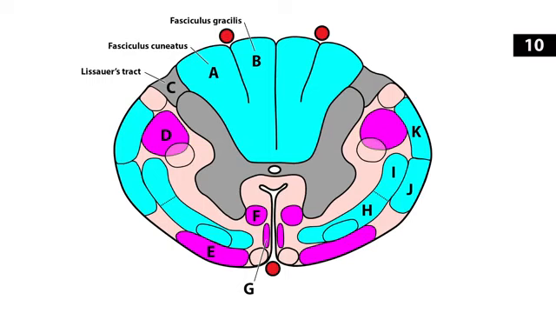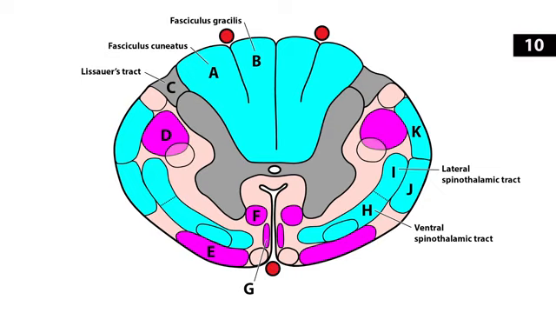Letter C is Lissauer's tract, which we said was the tract that carries pain and temperature signals from the body to the spinal cord, and it ascends one or two spinal levels and then crosses over to the spinothalamic tract. So, where is the spinothalamic tract? That's letter H and letter I. Letter H is the ventral or anterior spinothalamic tract, and letter I is the lateral spinothalamic tract. The lateral spinothalamic tract carries pain and temperature sensation, and the anterior spinothalamic tract carries crude touch or pressure sensation. So light touch is the dorsal columns, crude touch is the ventral spinothalamic tract.